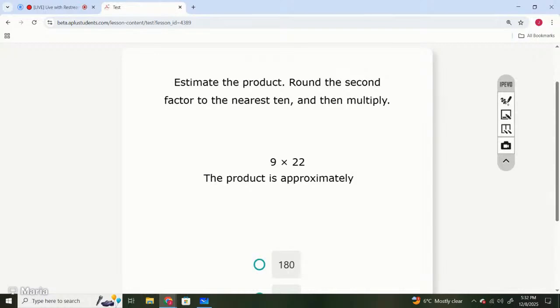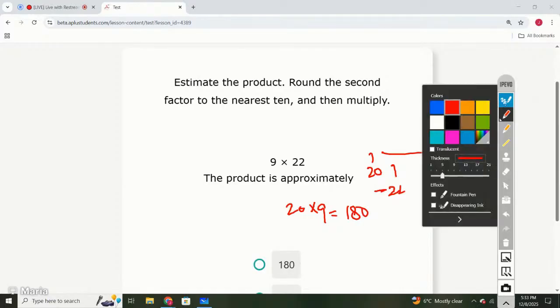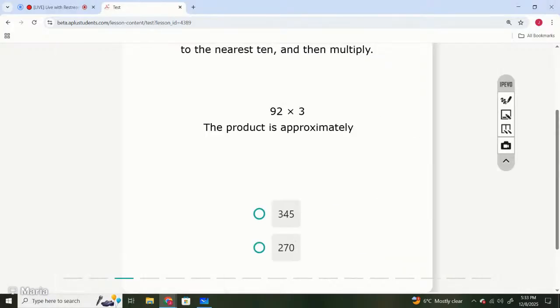Estimate the product, round the second factor to the nearest 10 and then multiply. 9 times 22. So 22 is between two tens, 20 and 30. So that is just 2 points away from 20. So it is rounded to 20. We have to do 20 times 9. So 9 times 2 is 18. That is 180. The correct option is 180. Option number 1 is the correct option.